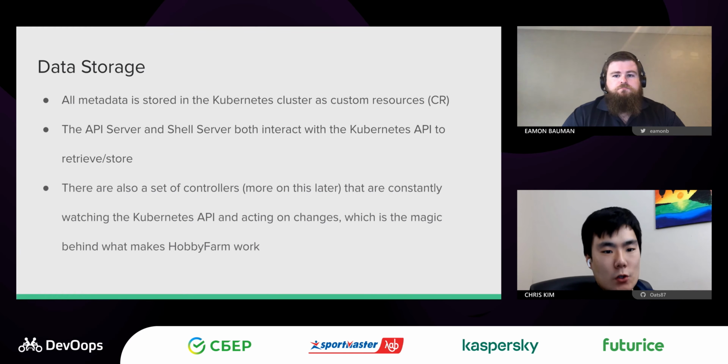There are also a set of controllers, and I'll talk about this in a little bit and give you an example of one of them, that are constantly watching the Kubernetes API through the client Go, and they act on the changes to the various objects. So they retrieve the object, they observe the object, they do whatever they need to the object, and then store the new version. These controllers are actually a majority of the magic behind HobbyFarm itself.